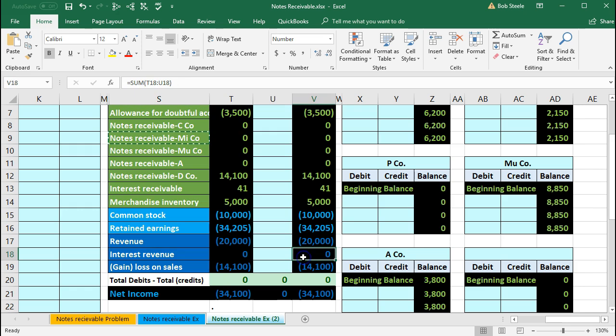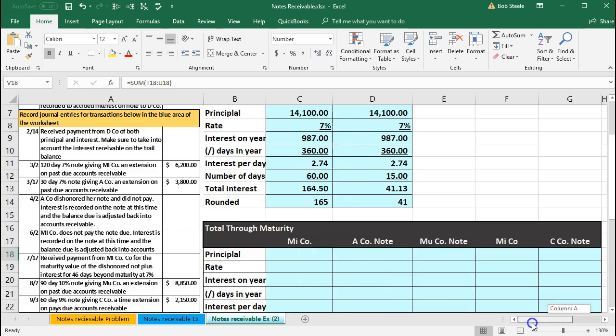Why isn't there anything in interest revenue? Because the interest revenue has been closed out to retained earnings as of the end of last year. And so this year it's not there because it closed out and we're starting with a zero balance. So now we're going to jump to the current year and we're going to record some of these transactions.